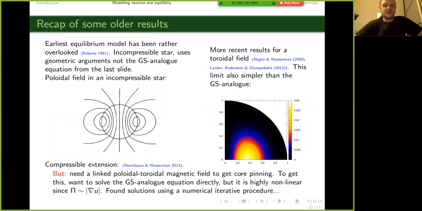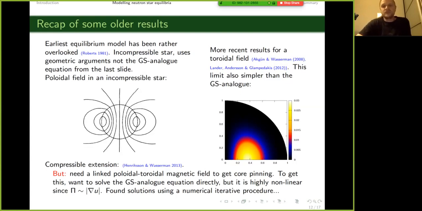So Roberts in 1981 assumed an incompressible star, and he used that magnetic force that I showed earlier. He got it from Easson and Pethick, which had been published 4 years earlier. And from some geometric arguments, he was able to produce this magnetic field, which is shown here. There is no crust here. This is just a type 2 superconducting incompressible fluid. That was extended to compressible stars by Henriksen and Wasserman a few years ago. It looks fairly similar, though I think their field lines are a bit more straight. And you notice none of them close within the star.